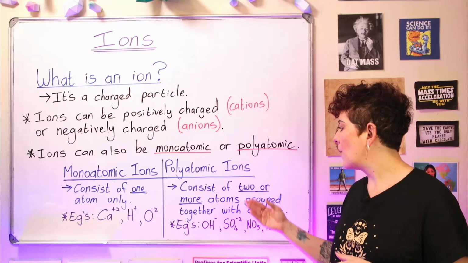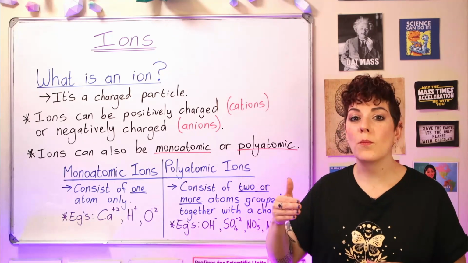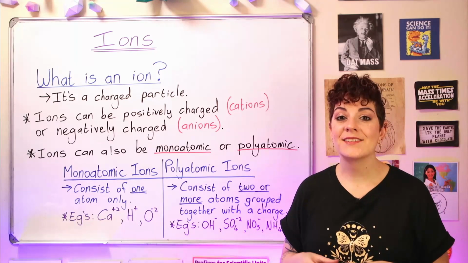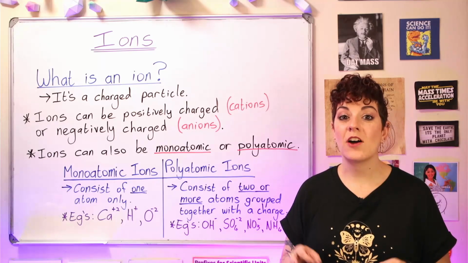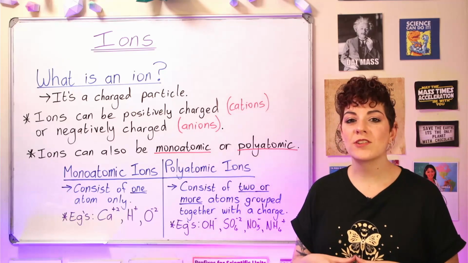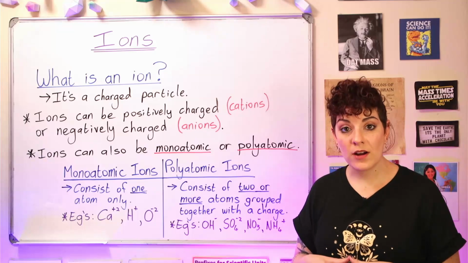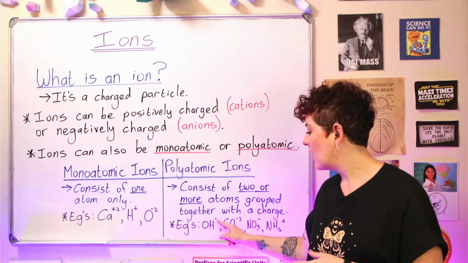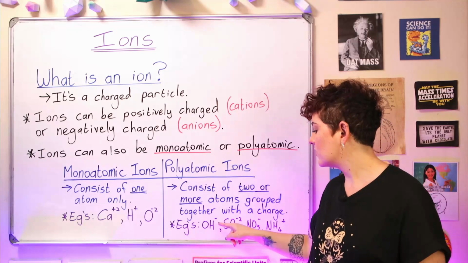Right. Now, for our polyatomic ions, these consist of two or more atoms grouped together where the group of atoms has an overall charge. Now, there are quite a few examples of polyatomic ions that learners are expected to know, and here are just a few examples. So, OH-, that is the hydroxide ion, where an oxygen and a hydrogen atom are grouped together, and overall it has a charge of -1. Remember, the 1 is not shown.